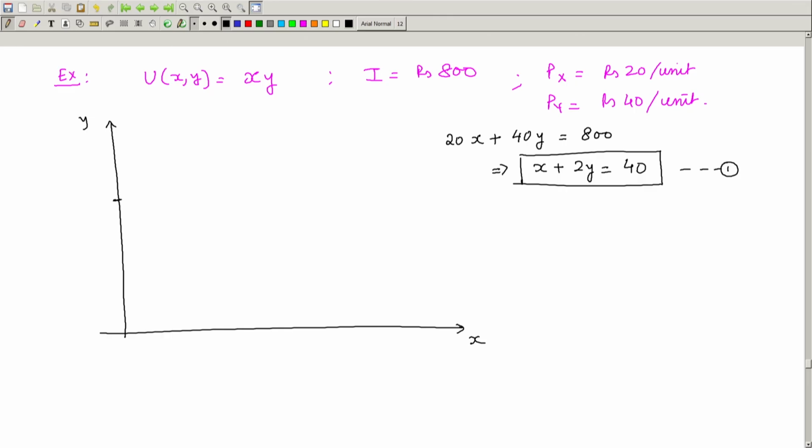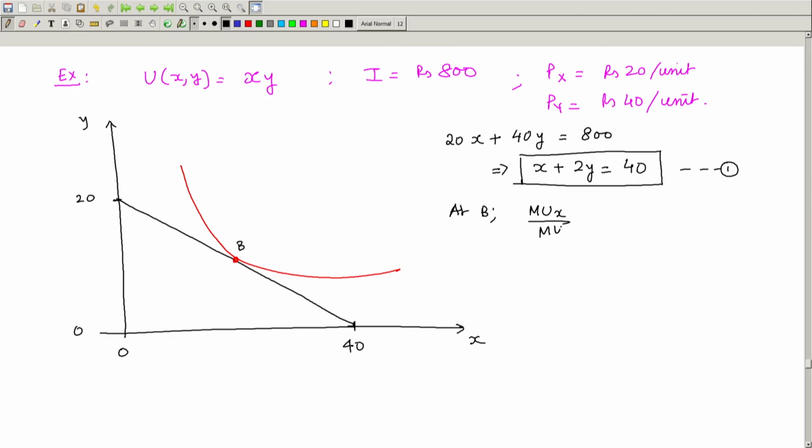If I were to plot this line, at Y equal to 0, X is equal to 40, and at X equal to 0, Y is 20. So this is my budget line. I also know that my indifference curve is tangent to the budget line. So what else do I know? At the point B, the absolute value of the slope of the indifference curve is equal to the absolute value of the slope of the budget line. So I can write this as MUX upon MUY is PX upon PY, and PX upon PY is nothing but 1/2.